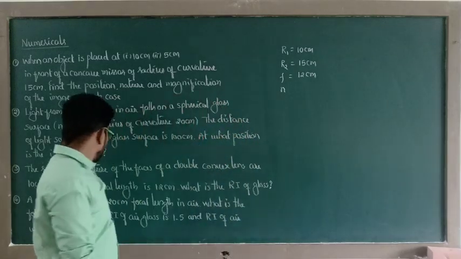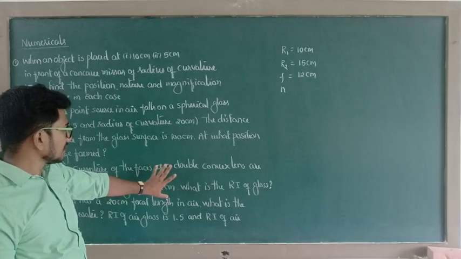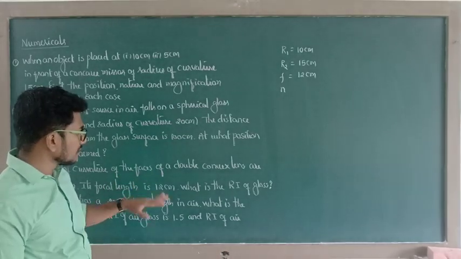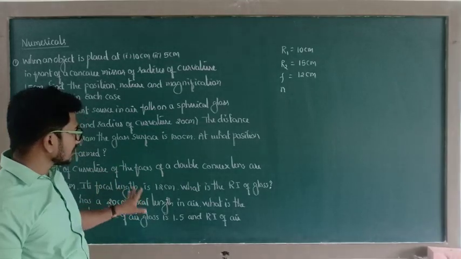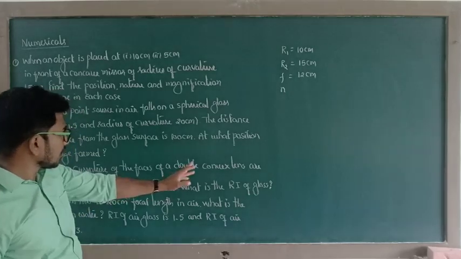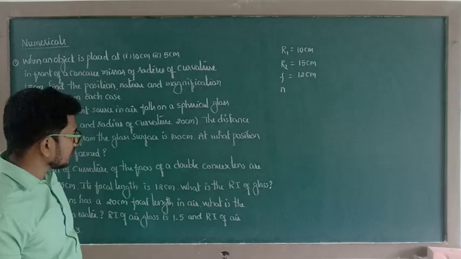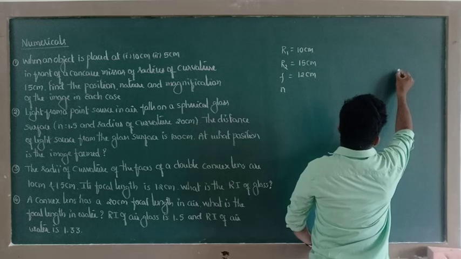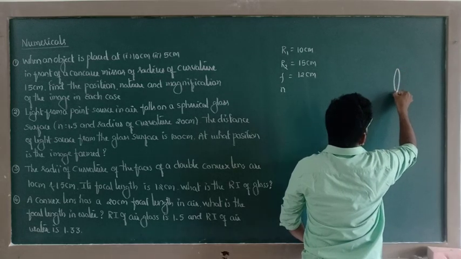See here, in this case we can consider the surrounding medium is air or vacuum, because they have not mentioned the refractive index of the surrounding medium. The radii of curvature of the faces of the double convex lens are 10 centimeter, 15 centimeter. Its focal length is 12 centimeter. What is the RI of glass? So this is our convex lens bounded by two spherical surfaces.